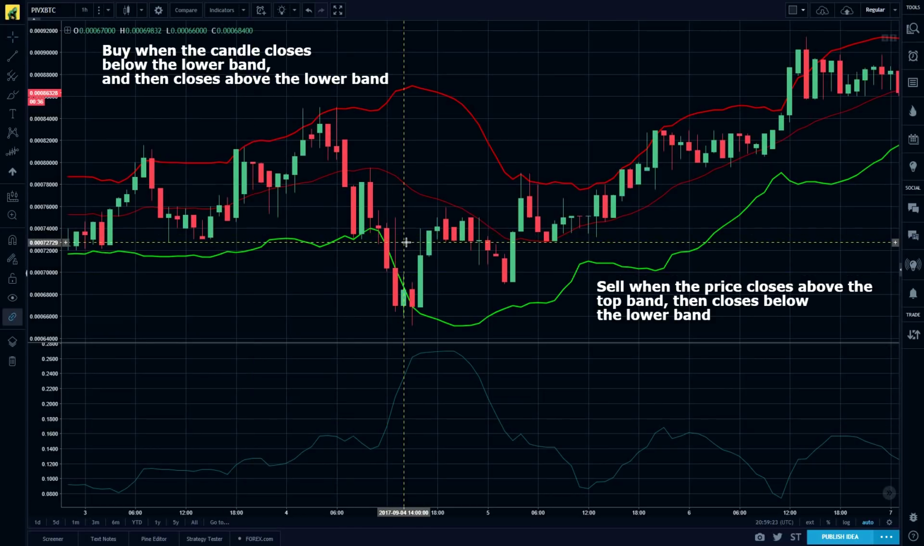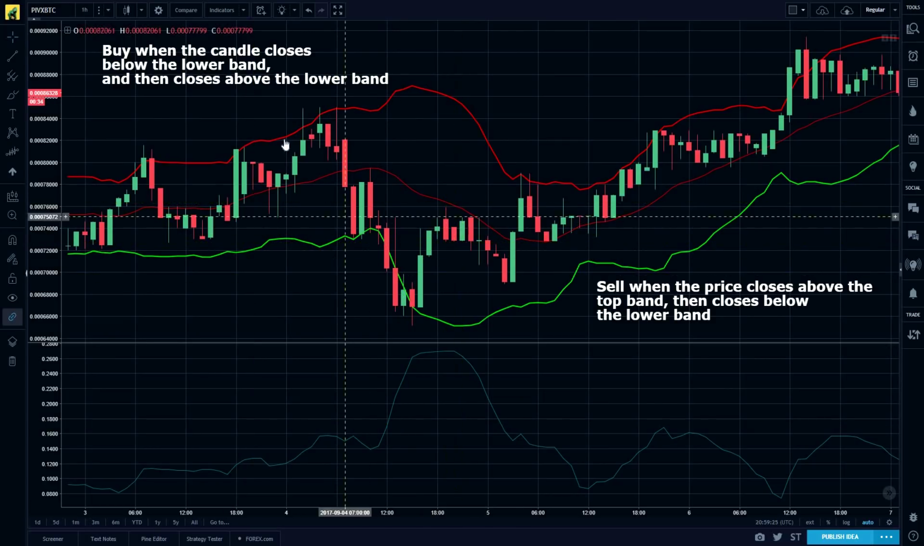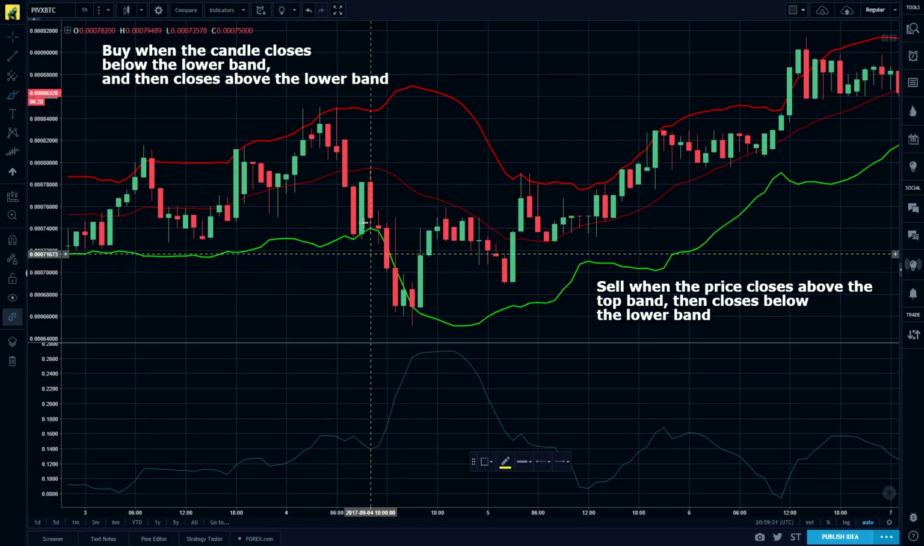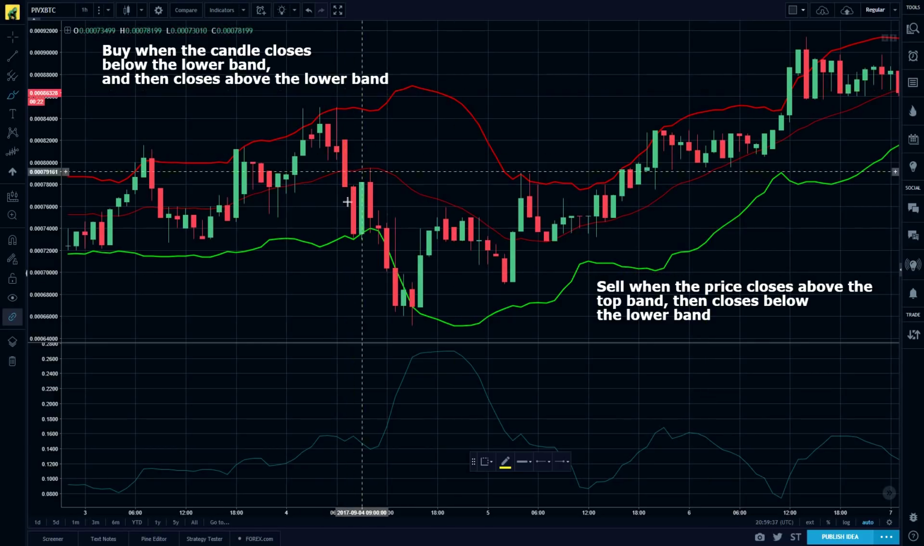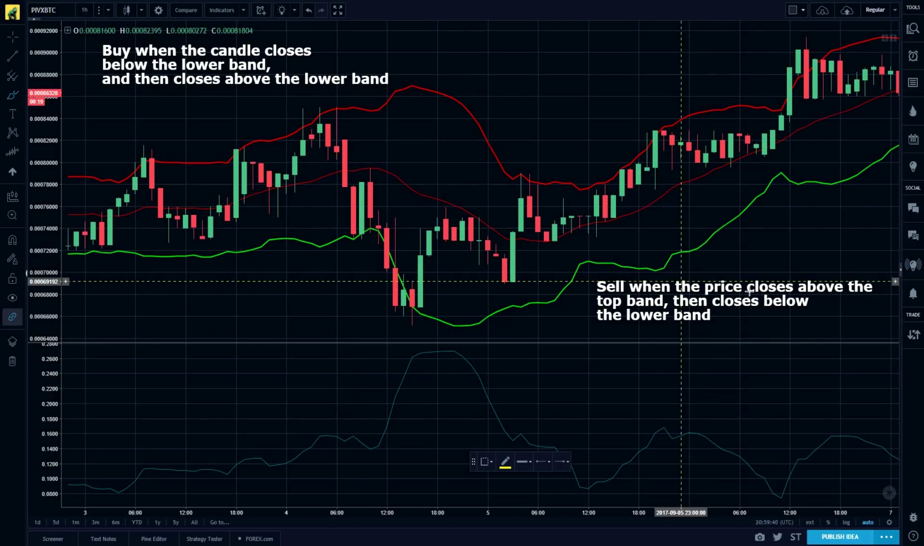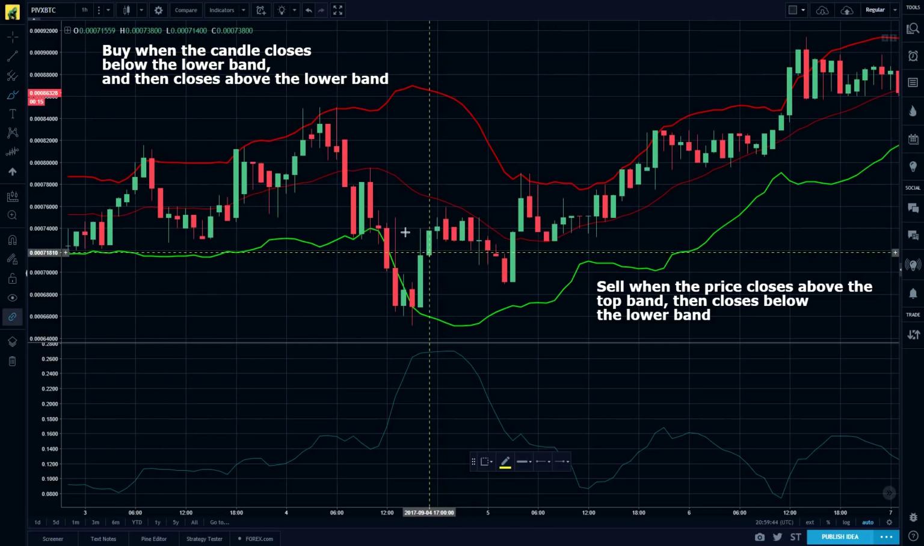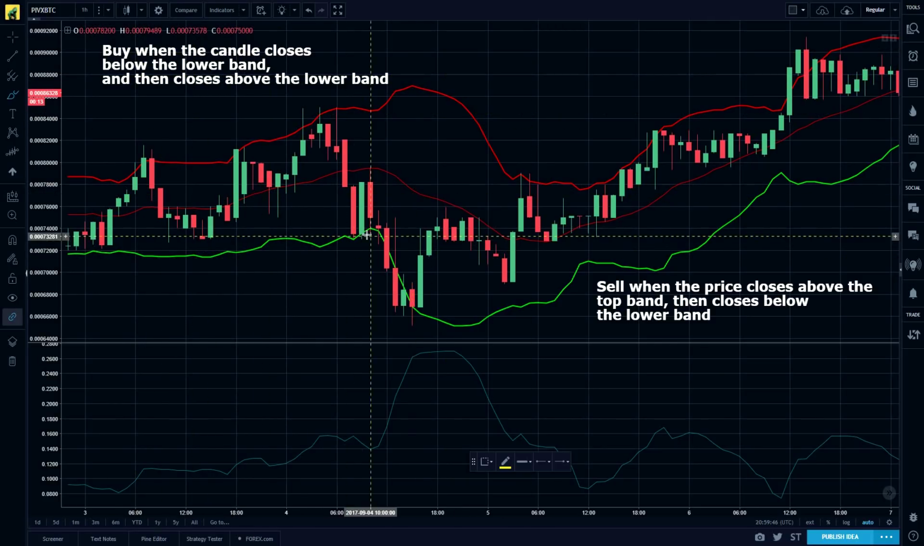Okay, so now let's look at some real life examples. This right here is a good example of the traps not to fall into that I just explained. Here we can see that the price, the shadow, crossed below the lower band multiple times, but it did not meet the conditions, which is buy when the candle closes below the lower band and then closes above it. Here it did not close above the lower band, it simply crossed it.